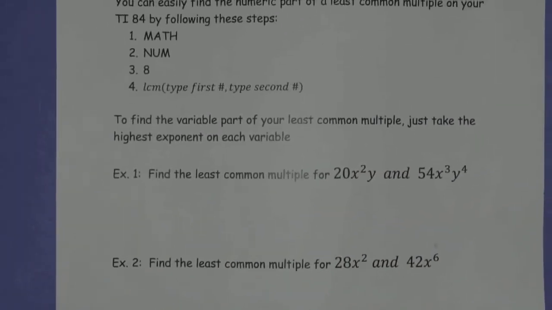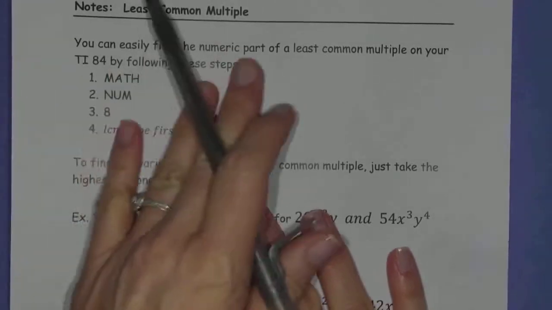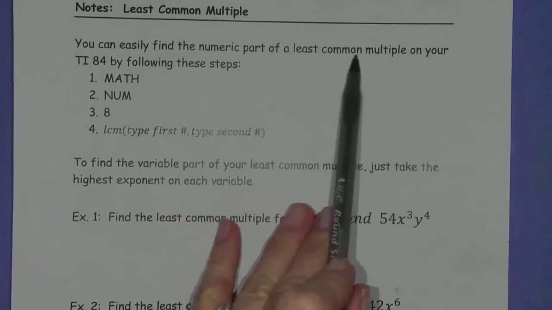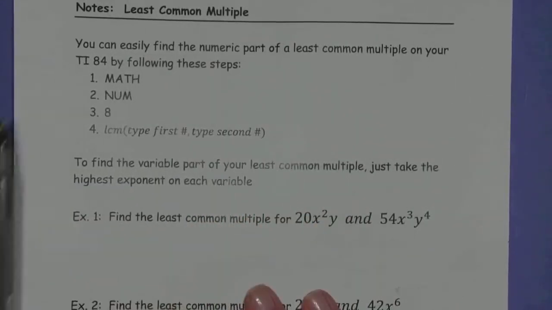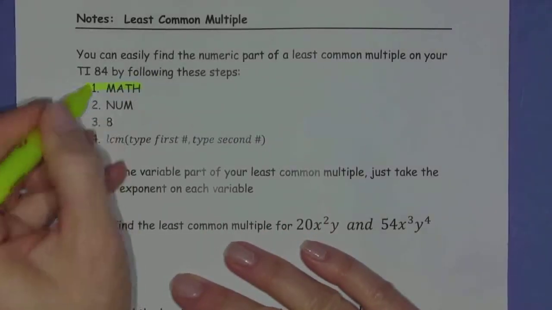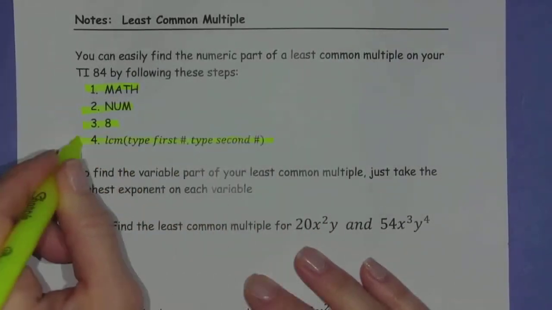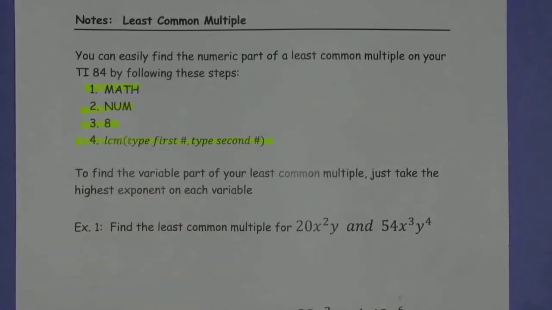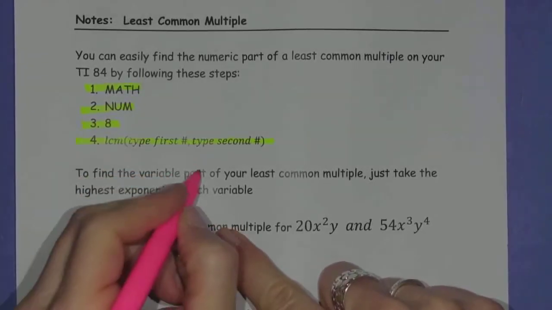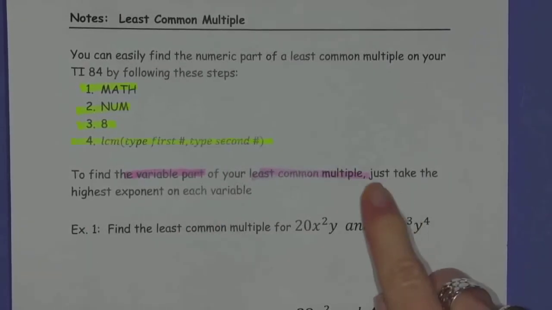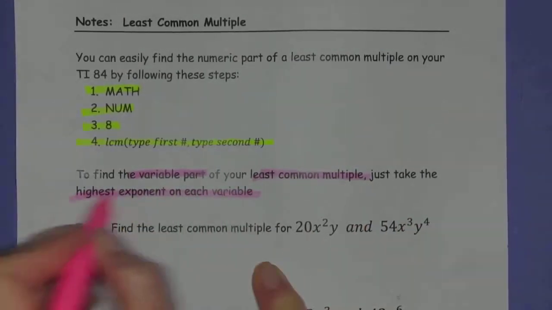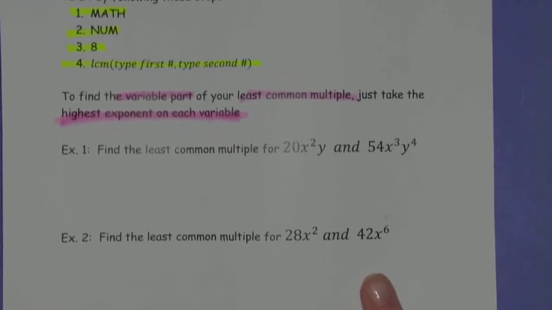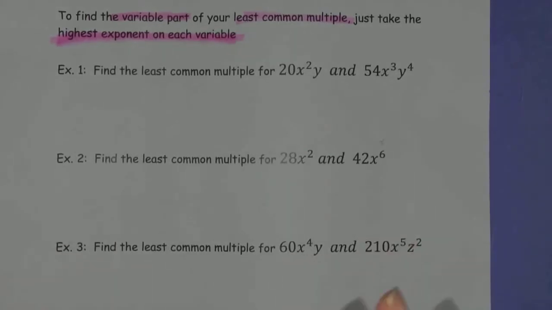So now the notes become pretty simple. I just reminded you of a few things here. One thing I said is that you can easily find the numeric part of a least common multiple on your TI-84 by following these steps. We've already gone over them. You press math, num, number 8, and then you type in first number, comma, second number. To find the variable part of an LCM, just take the highest exponent on each variable. And I hope that you understand why that's happening. So once we got all that, we can go through these 3 examples quite easily.